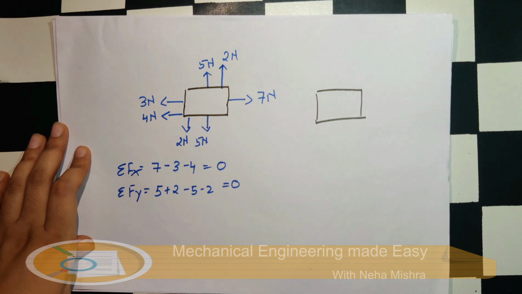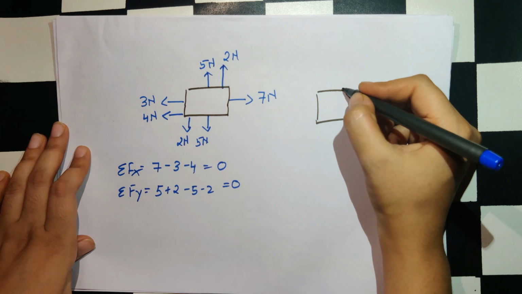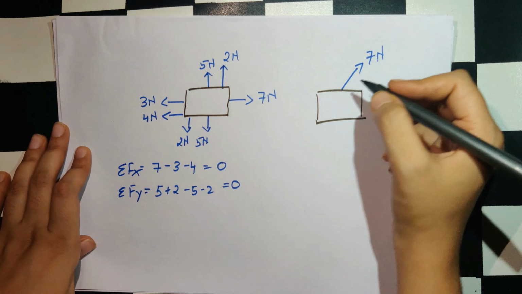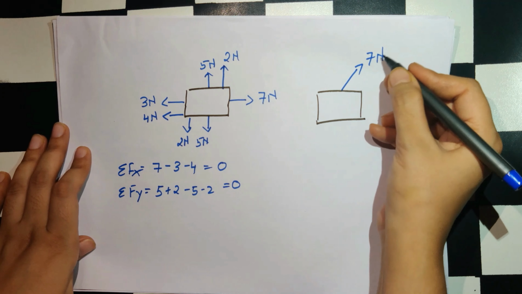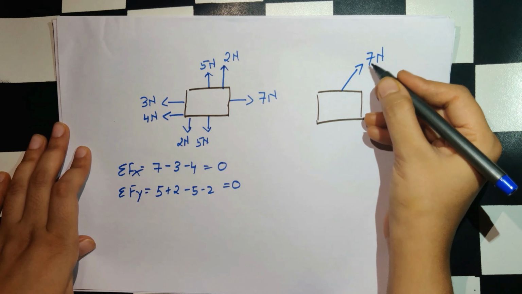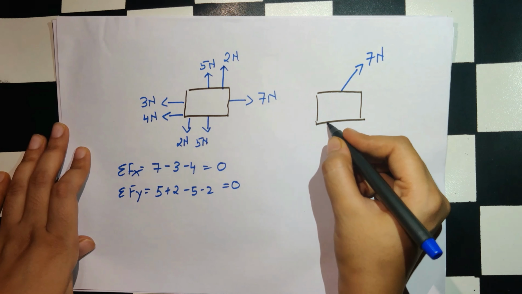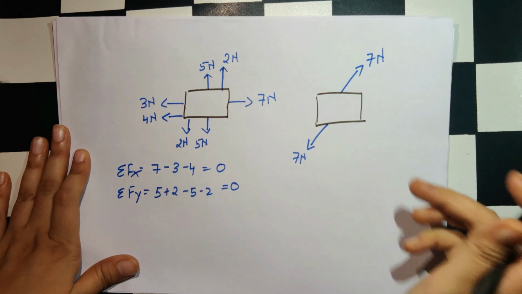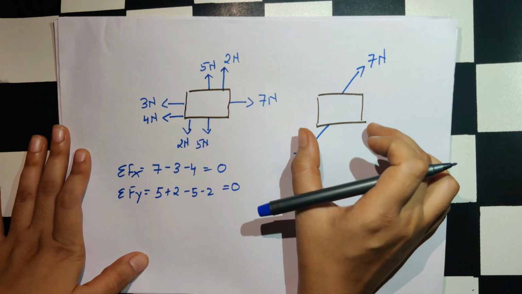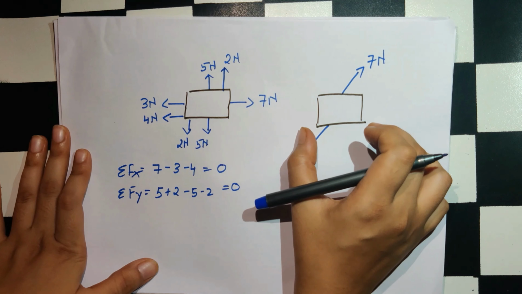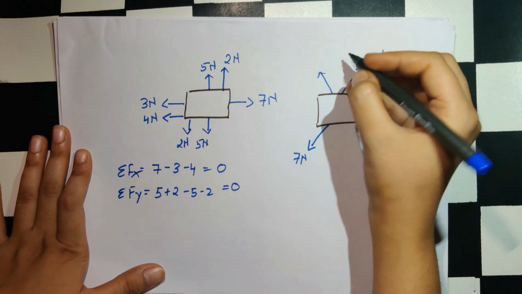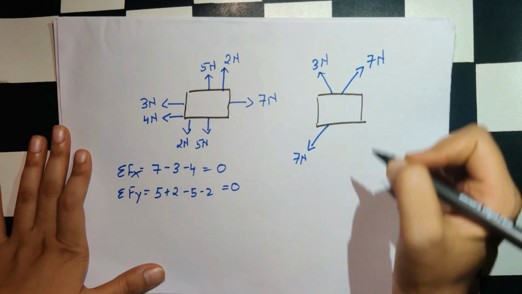Now in this same block we have this inclined force of 7 Newton. Again, due to this force this block will move here. Now to prevent that motion I have to apply an equal force in the opposite direction. Now again this block will become stable and it will not move. Yes. Now suppose I apply here 3 Newton of force.